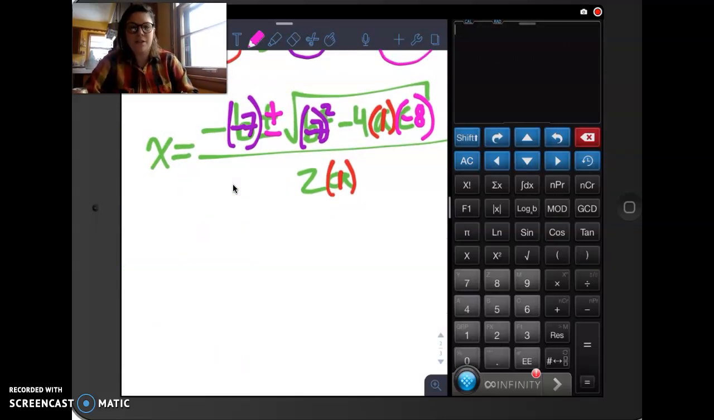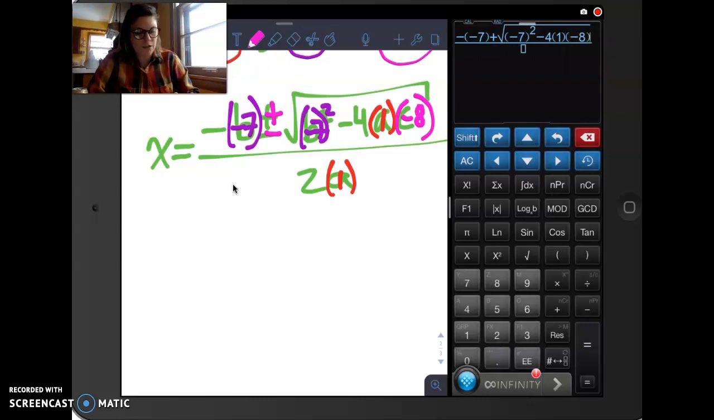Okay, so I'm going to plug this into the calculator just because I'm going to show you how to cheat a little bit. Don't tell anyone. So we got a negative, parenthesis, -7 there. I'm going to do the plus first. And then I have a square root button, parenthesis, -7, parenthesis, squared, -4, 1, -8. All right, so that's everything that's on the top.